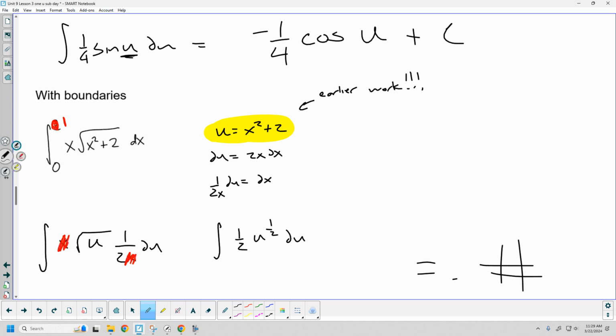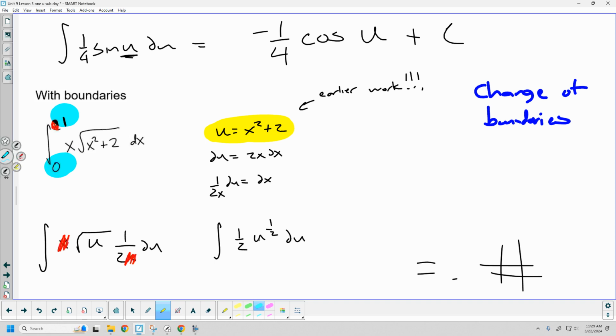And we are going to do a process that's called changing your boundaries. It's also called change of basis. Now, it's a fancy word for, hey, let's just do some more work earlier on. Knowing that we're going to have to plug in 0 and 1 into x squared plus 2, which will end up inside my antiderivative, let's just plug it in now. Let's turn these x's into u's.